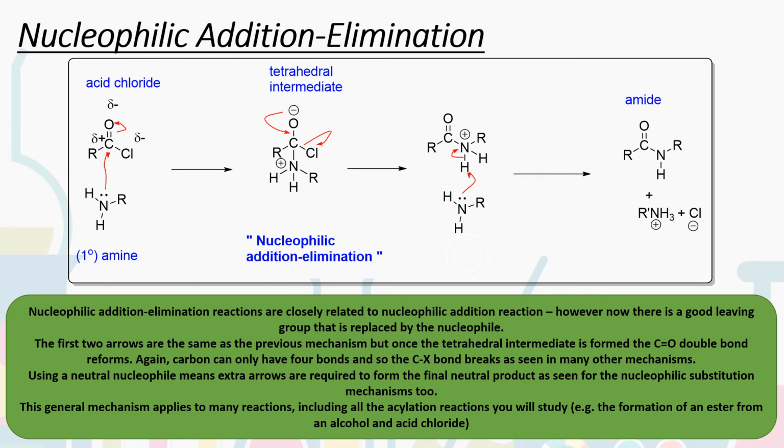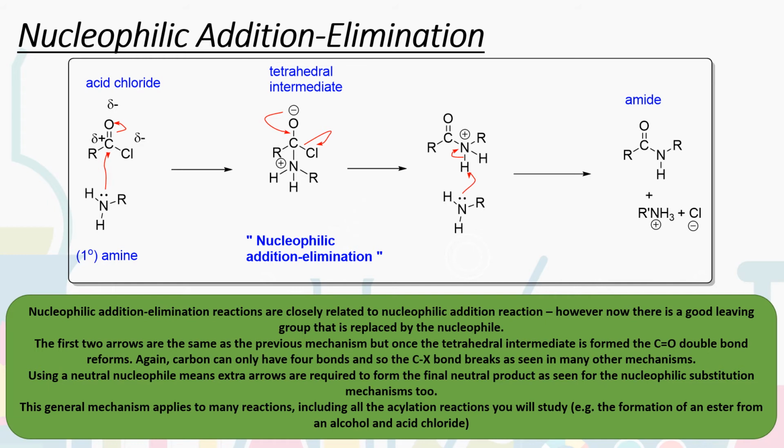Now, a closely related mechanism is called a nucleophilic addition-elimination. So we have the nucleophilic addition part. The first step of this is exactly the same arrow pushing as the nucleophilic addition. It might seem there are lots of different mechanistic types to learn, but because it has nucleophilic addition in the name, we have to have the same arrow pushing going on. This example here is an amine reacting with an acid chloride to make an amide.